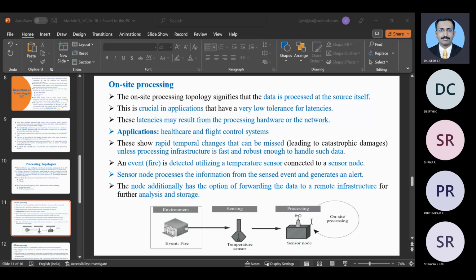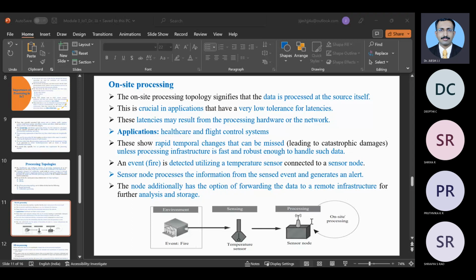In the case of healthcare, what will happen? We have been discussing this again and again. Rapid changes can be missed unless the processing infrastructure is fast and robust enough to handle the data. If even slight, minute information is missed out, it is going to create a lot of disturbance in the entire system. So it is very important to make sure that whatever rapid changes there are, they are taken care of, and no process is missed out.